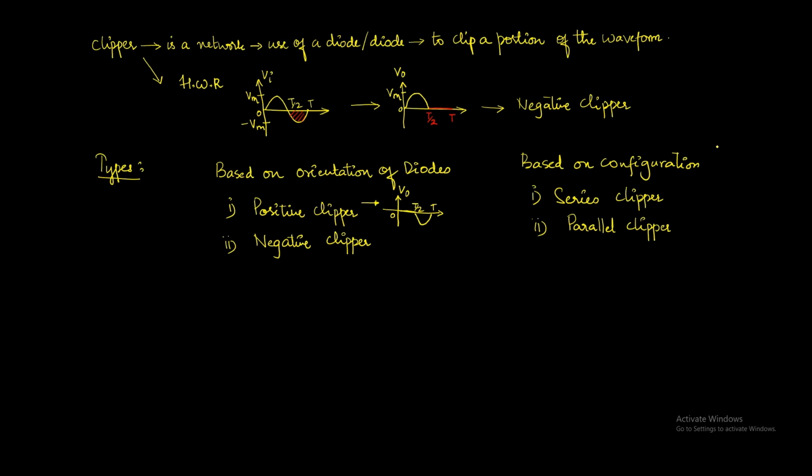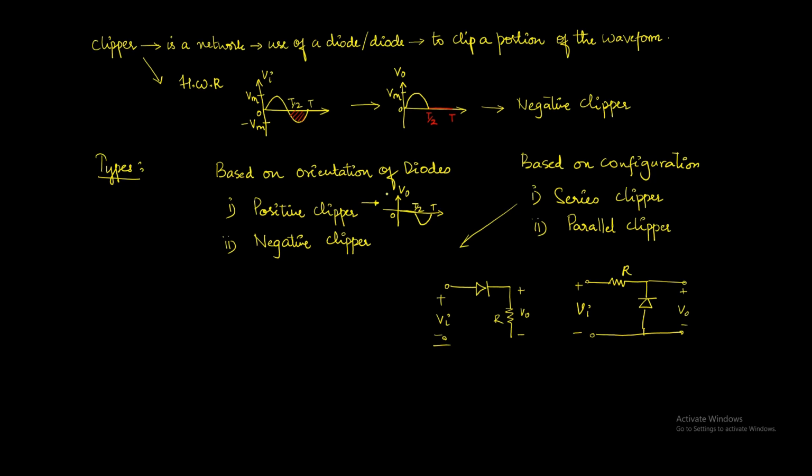And when it comes to series clipper or parallel clipper, it is dependent upon how your diode is connected. In a series clipper, if you see, you have the input signal that you have given. This input is in series with the diode, or I can say this diode is in series with the output. So this is called a series clipper. Whereas in a parallel clipper, you will have the diode, again with the orientation dependent on how you want to clip, and you can have the output waveform or the input waveform in parallel with the diode.